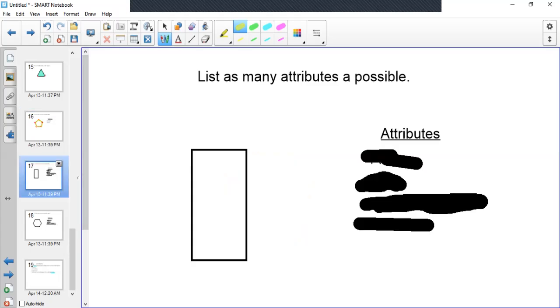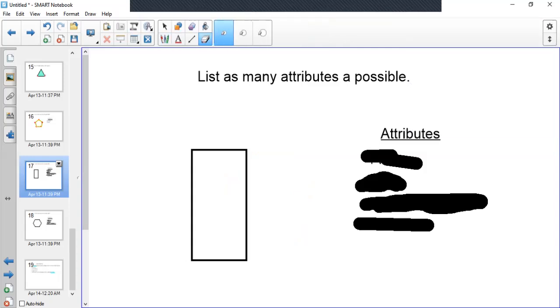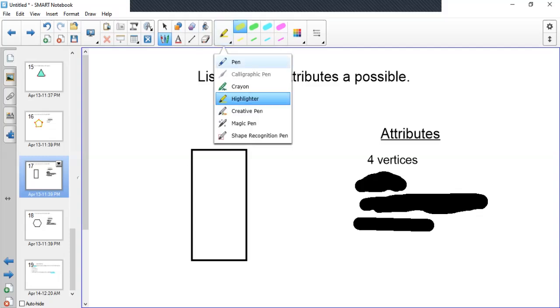So right now we're looking at a what? A rectangle. Let's list as many attributes as we can for this rectangle. Go ahead and take 1 minute. All right, scholars. Let's see. The first attribute that I came up with was, of course, 4 vertices. Did you come up with the same thing? Excellent job. Let's highlight those vertices.